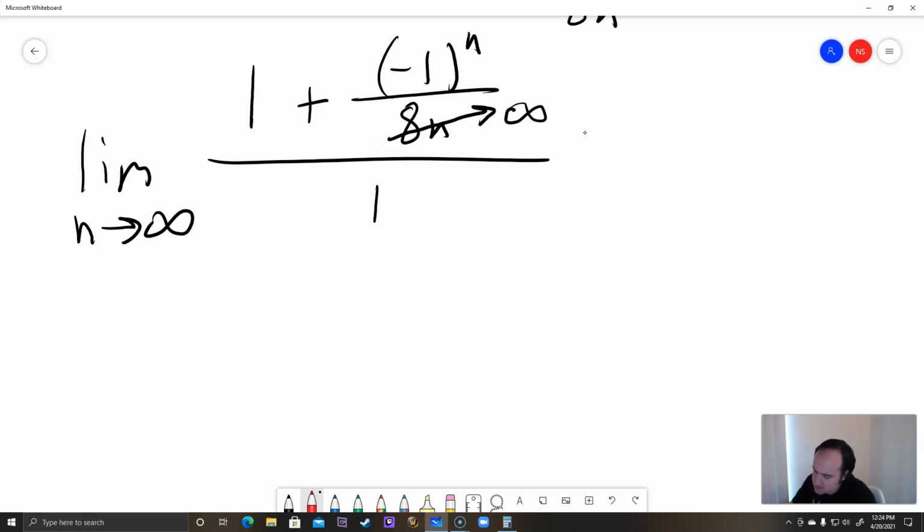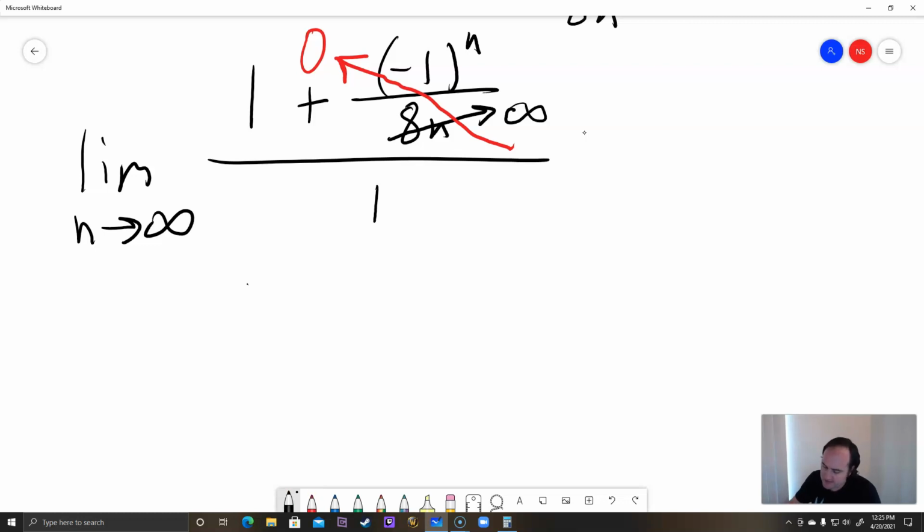But then the thing is, negative 1 to the n just goes negative 1, 1, negative 1, 1. Even though it's bouncing back and forth, it's still a finite number. It's not growing to infinity. So that means you once again have a finite number over infinity, and that's always going to go to 0. So this whole thing here is going to go to 0.